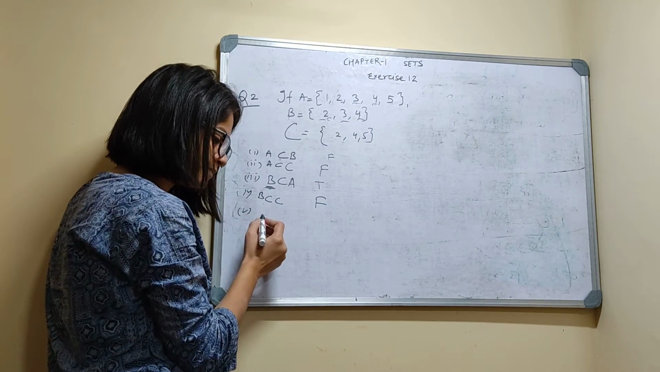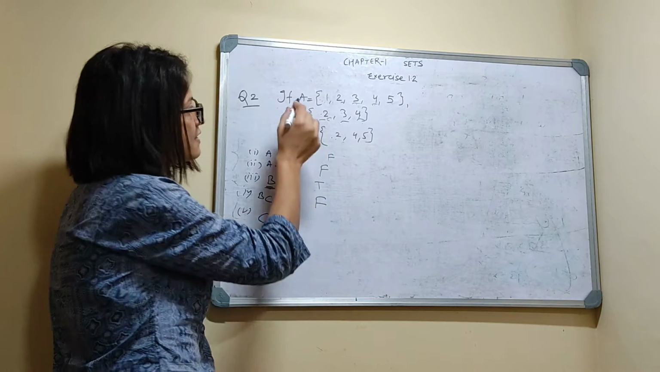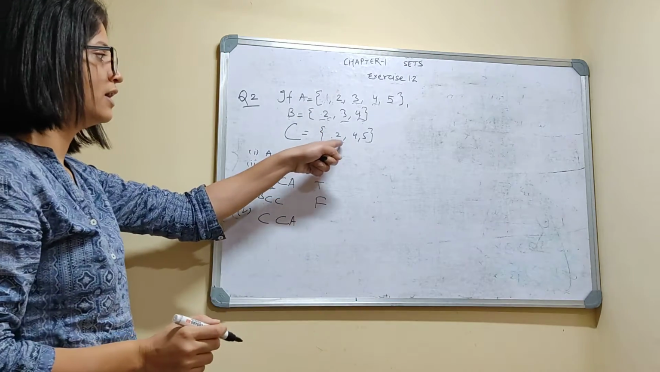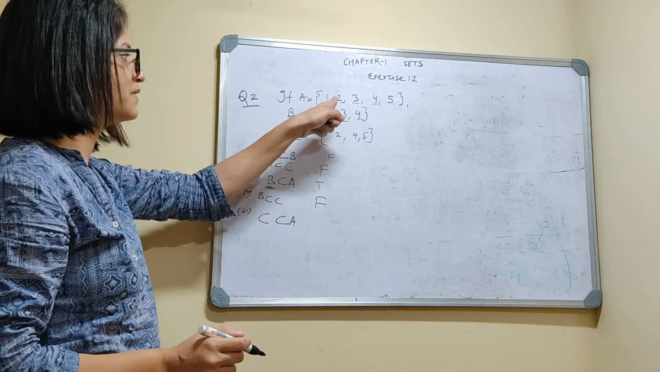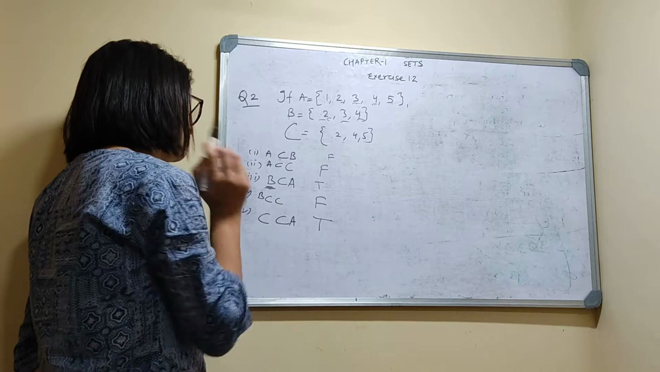Part 5th. C is a subset of A. Can you see C? It is {2, 4, 5}. It is present in A: 2, 4 and 5. That's why C is a subset of A. That's why it is true.